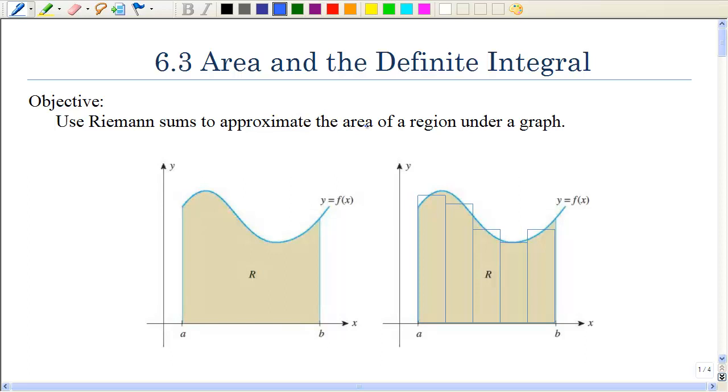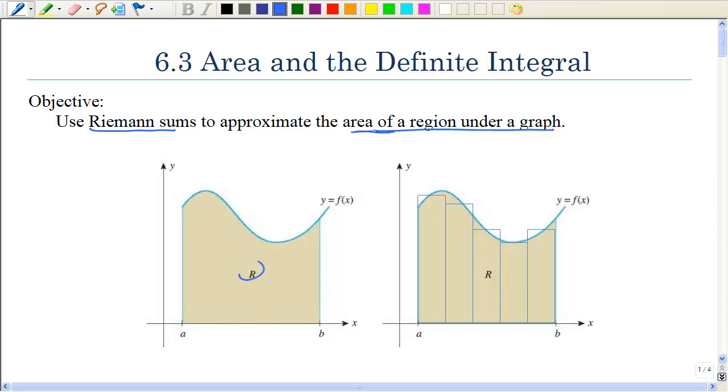In this section, we will be looking at how to approximate the area and what that means as far as the definite integral. The derivative gave us the slope of the tangent line to a function. The integral is going to give us the area of a region under a graph. But before we use calculus, we're going to go back to basic geometry, and we're going to use what's called Riemann sums. Don't get scared. That just means a bunch of area of rectangles to approximate the area under the graph.